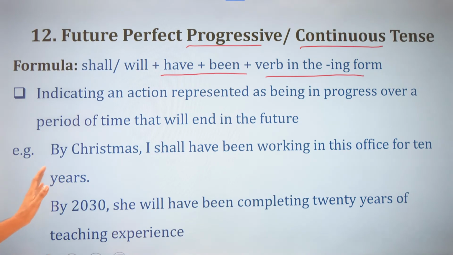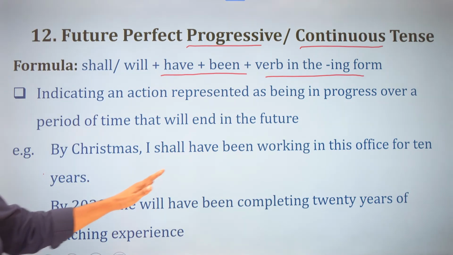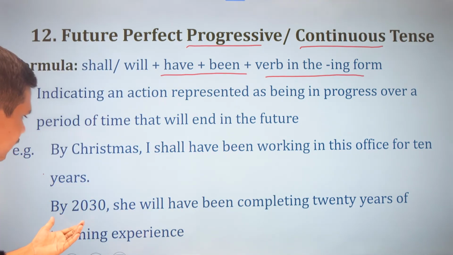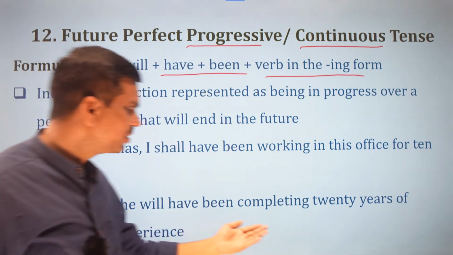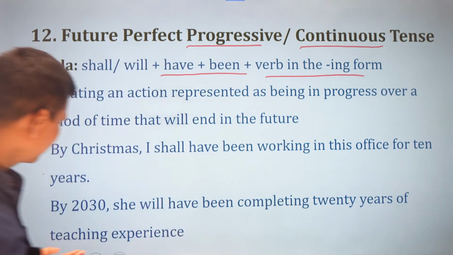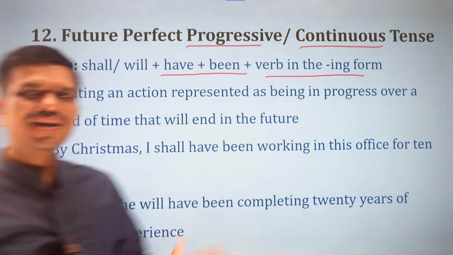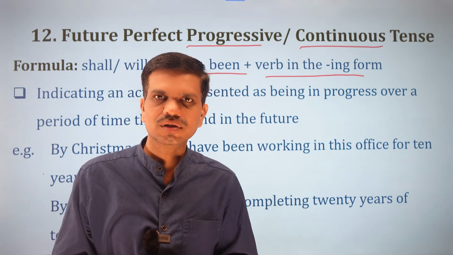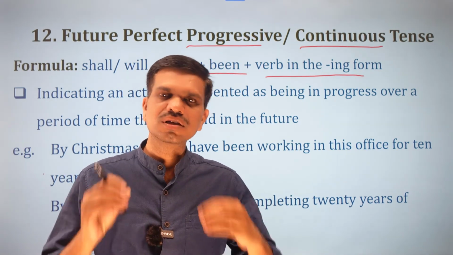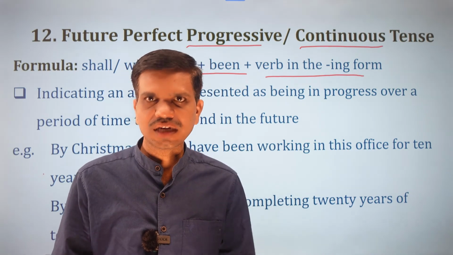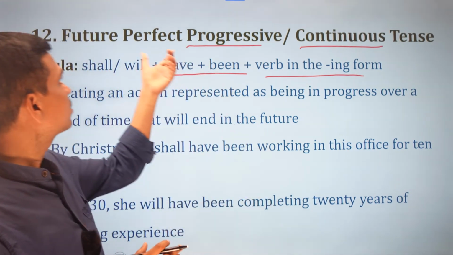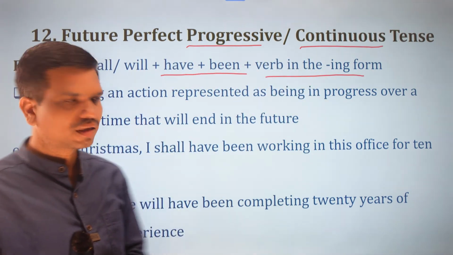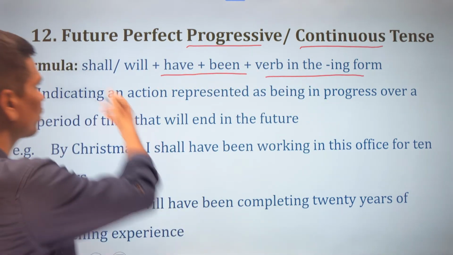So here we have examples: by Christmas I shall have been working in this office for 10 years. By 2030 she will have been completing 20 years of teaching experience. Now these types of sentences we do not use in our daily communication, right? But still you should understand this, the use of future perfect progressive or continuous tense, and this is the formula.